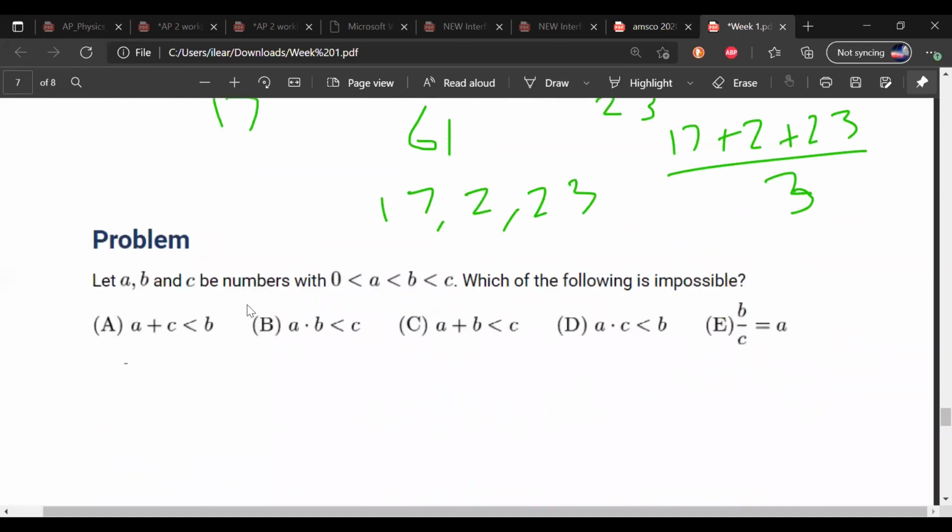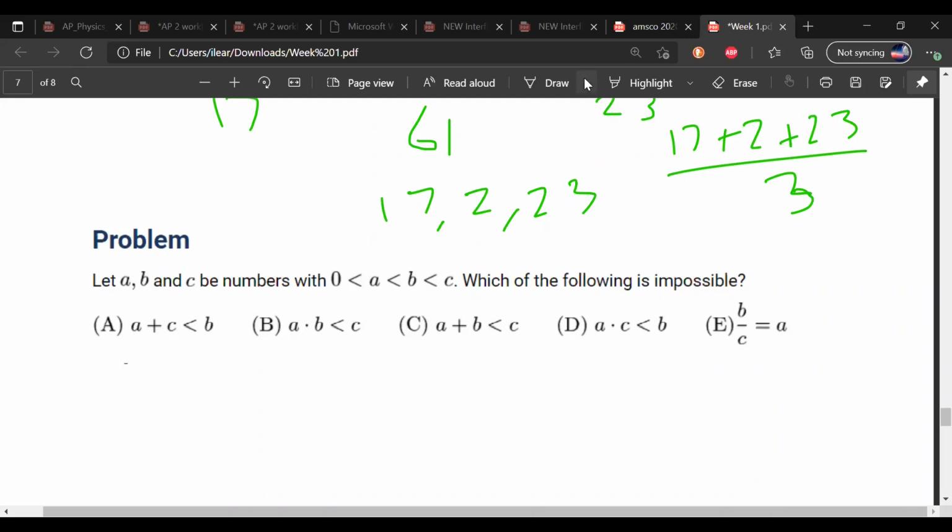All right. So now let's look at the next problem. This will most likely be the last problem of today. Let A, B, and C be numbers with 0 less than A less than B less than C. Which of the following is impossible?